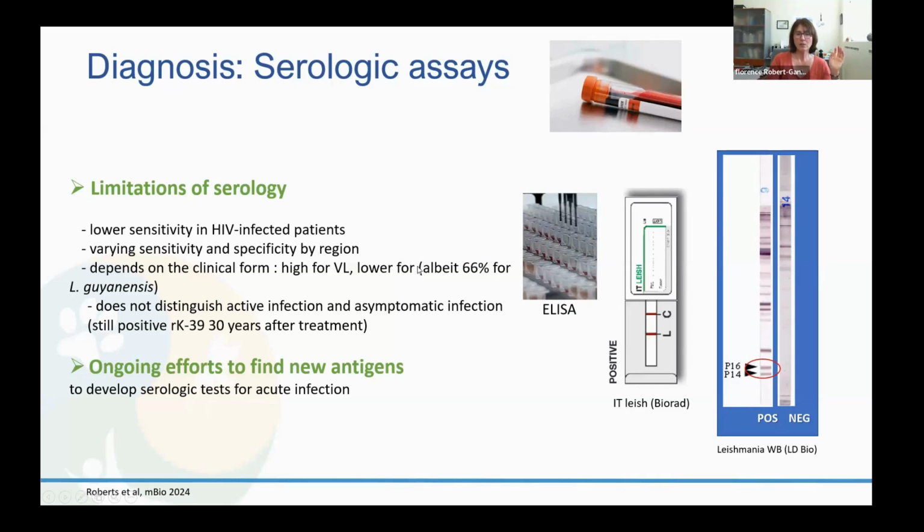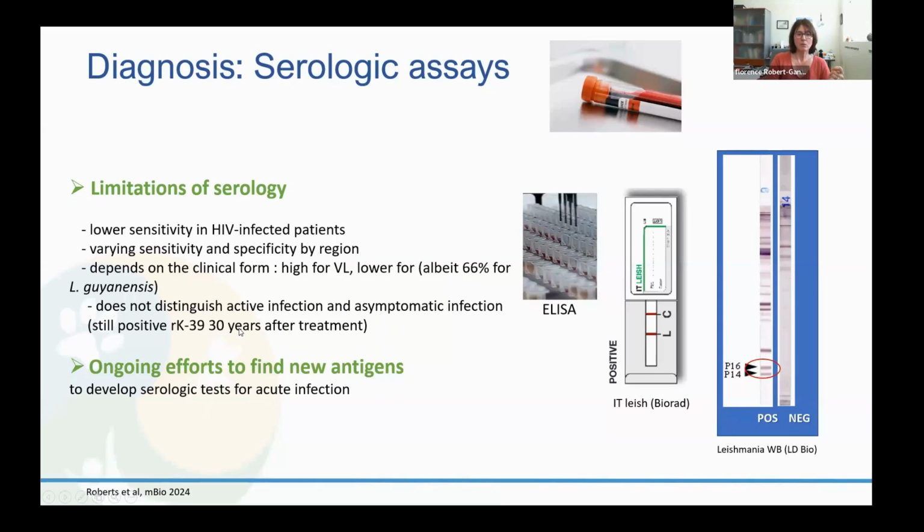For cutaneous leishmaniasis, the sensitivity is lower, however, it is useful if it is difficult to isolate or grow the parasite, or if you have a molecular test which can sometimes be inhibited. We have evaluated that for Leishmania guyanensis in our centers, the sensitivity of the serology was as high as 66%, which is quite unexpected. Another drawback of the serology is that it does not distinguish active infection and asymptomatic infection, of course.